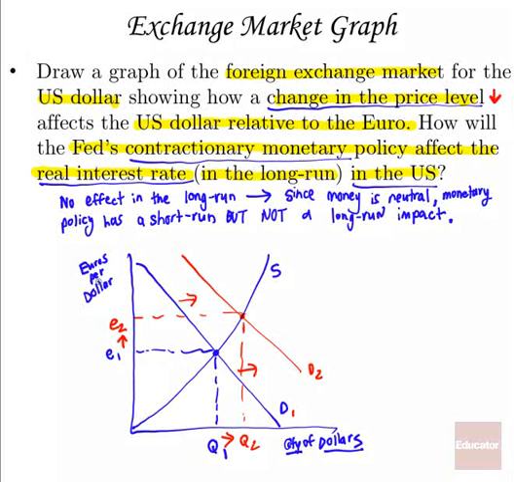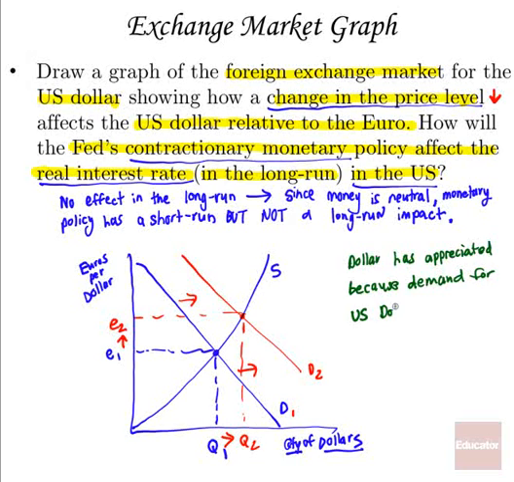And so what happens to the value of the dollar? The dollar has appreciated because demand for US dollars has increased. So hopefully you can see how you tie the aggregate demand graph to the money market graph, and how you tie that to the exchange rate graph. Hopefully that makes sense.